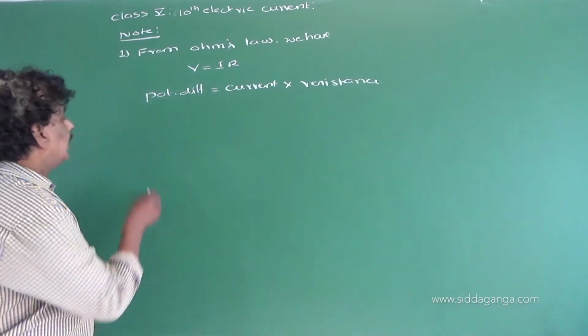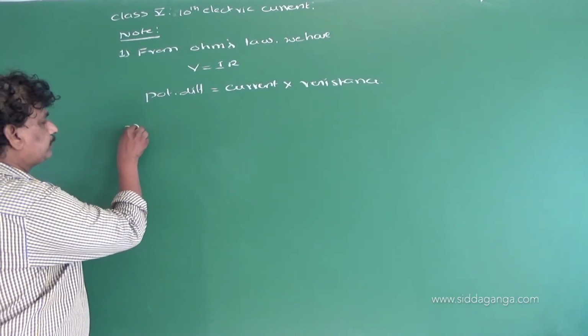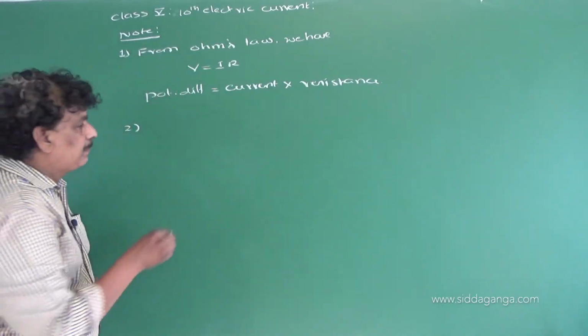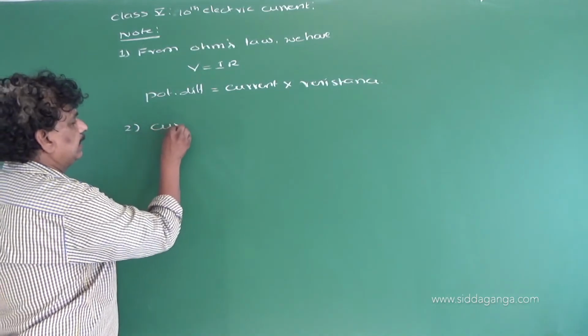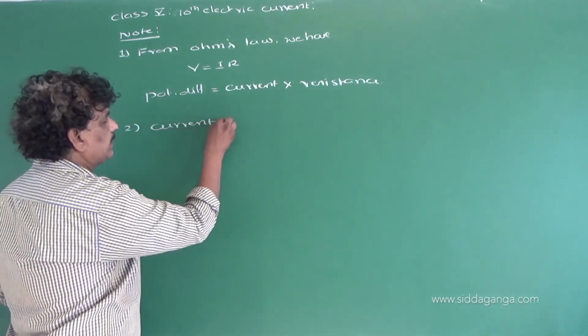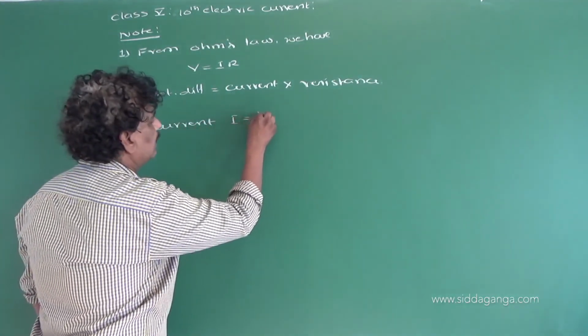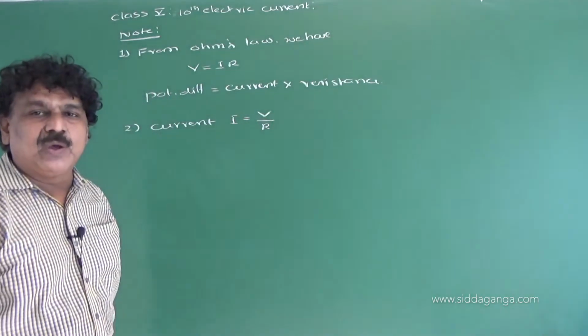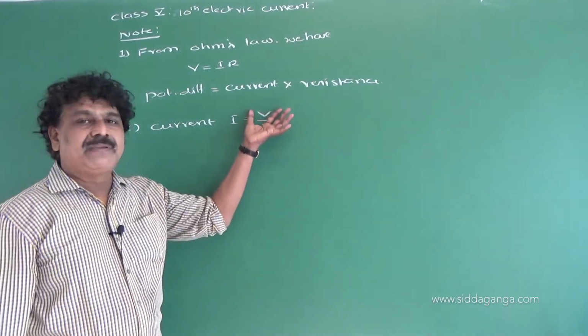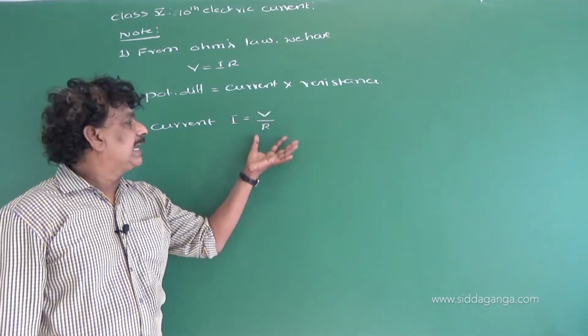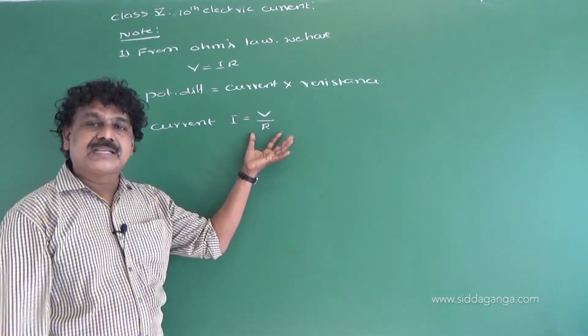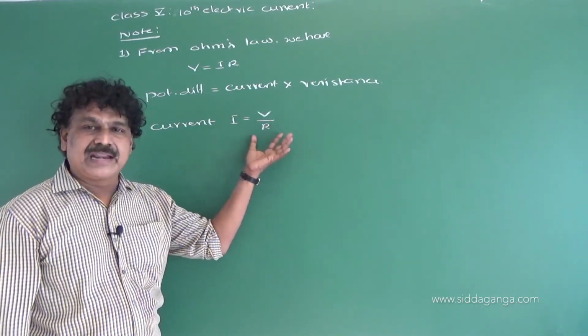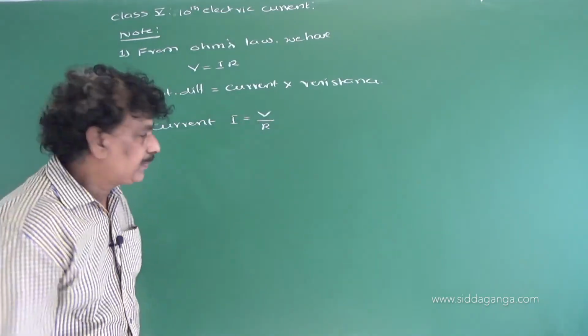Now, second one, again from Ohm's law, current I is equal to V by R. Suppose we know the potential difference between the ends of the conductor and the resistance of the conductor, we can calculate the current flowing through it.